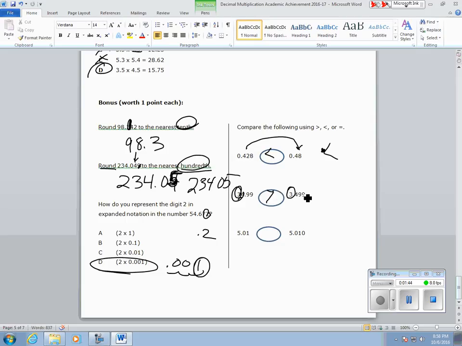And we know that this one's 0, 1, this one's 0, 1. It doesn't matter how many zeros we add to the end. They are equal.